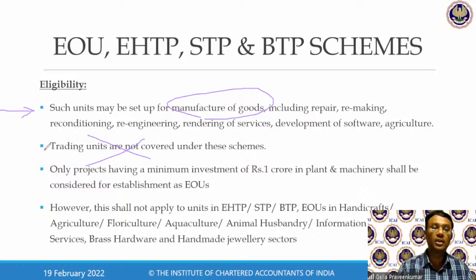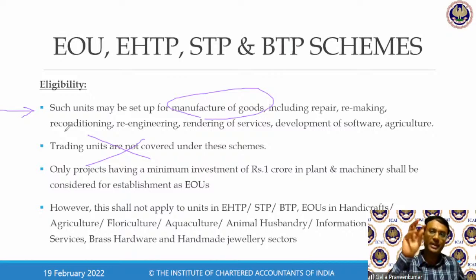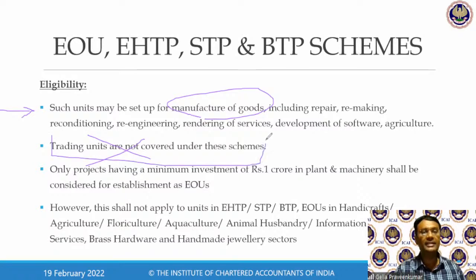Now, the government says, look, I want to give you a separate setup called EOU or EHTP. You do manufacturing, development, research, repair, re-engineering. These units should be meant for the objective which was laid out. If you want to do a trading activity, it is not permissible. Reason? To create employment opportunities and to let this particular industry flourish, I set up the various schemes. So as of now, trading is not permissible.